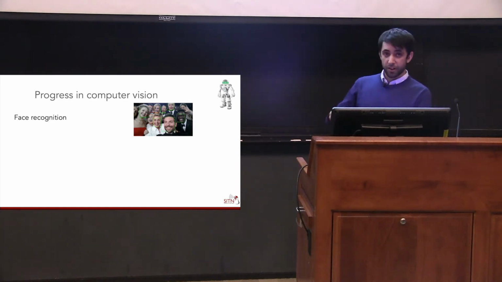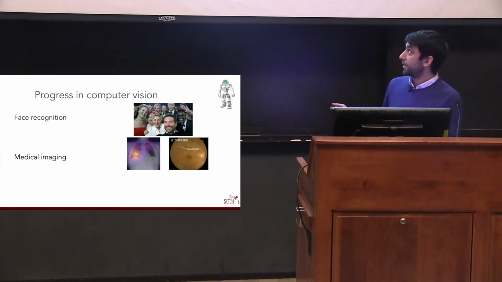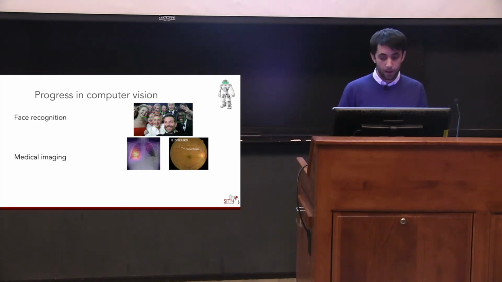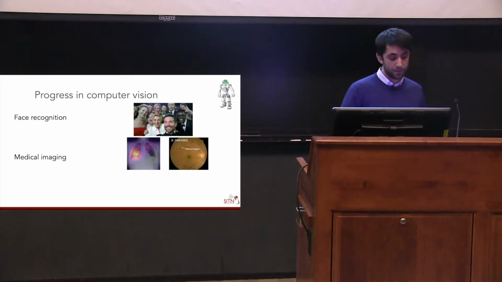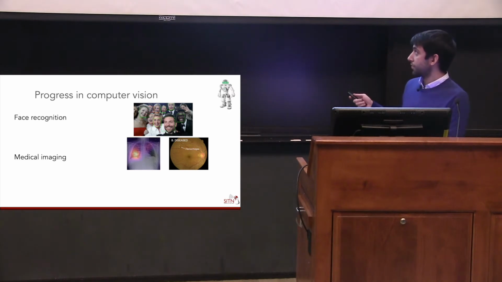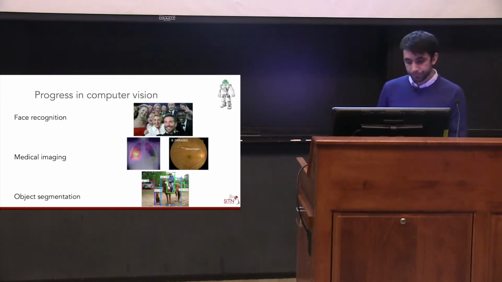Similarly, we can use pretty much the same techniques in order to detect diseases in medical data. So for example, in CT scans, we're able to detect certain tumors, or also in the eyes, we can detect certain diseases from images of the eyes. And finally, we can also segment objects in natural data. So for example, in this picture, we can see that here there's a car and here there's a dog.